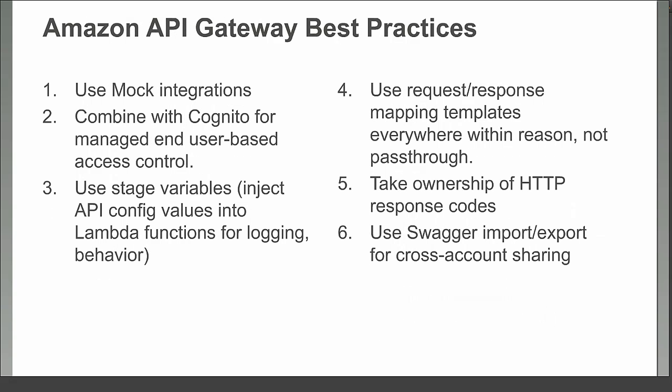Next, we'll talk about some Amazon API Gateway best practices. First and foremost, use mock integrations. You're going to see a ton of benefit to the speed with which you can develop your logic tier using AWS Lambda and API Gateway, but pass some of those benefits along to your front-end teams as well. And you can do this by using mock integrations with API Gateway to allow them to begin their front-end development while you're still developing your Lambda functions on the back end.